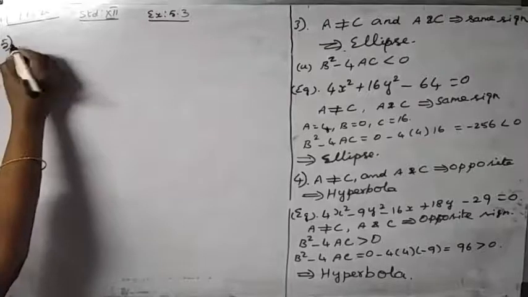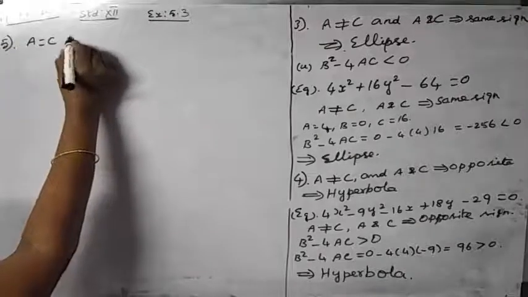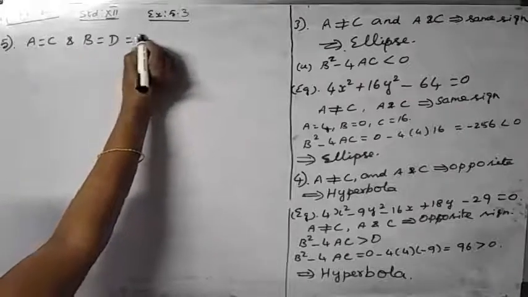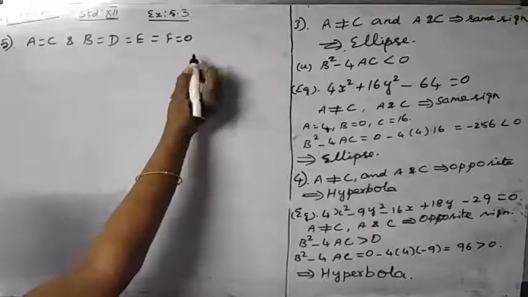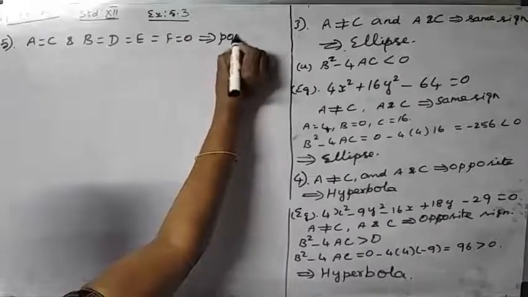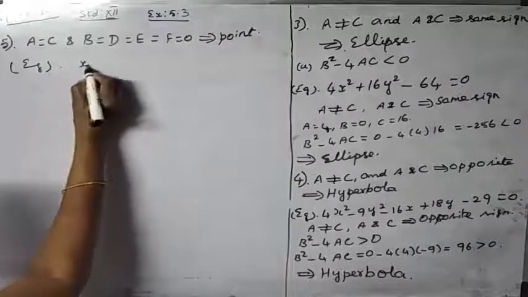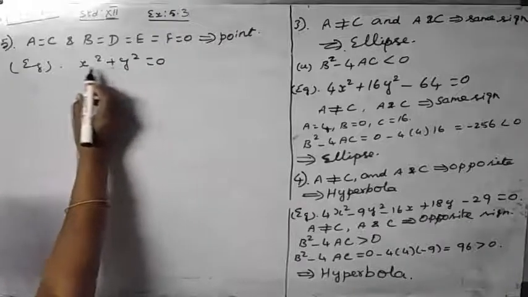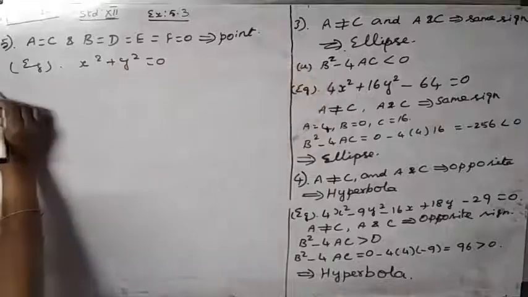Now fifth condition, if A equal to C and B equal to 0, D equal to 0, E equal to 0, F equal to 0. இப்படி இருந்துச்சுன்னா இது வந்து ஒரு பாயிண்ட்னு எடுத்துக்கலாம். So example, x square plus y square equal to 0. See, A and C coefficients of x square and y square is equal and other terms are 0. Then it is a point.